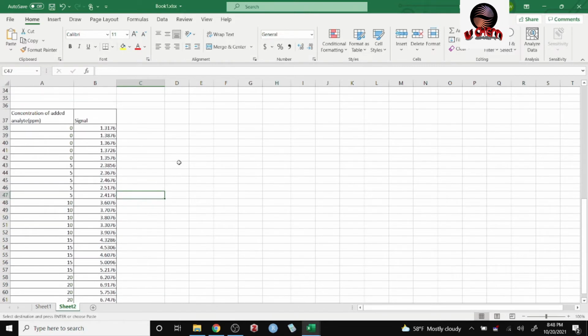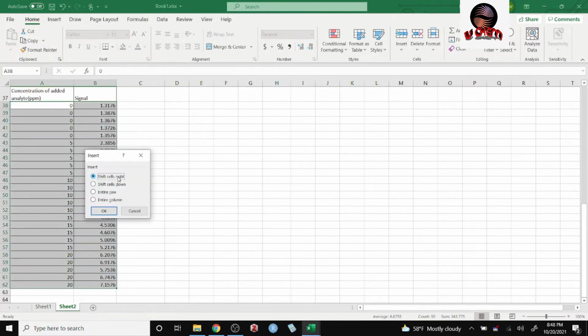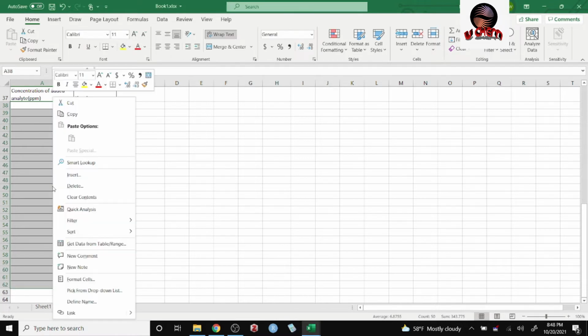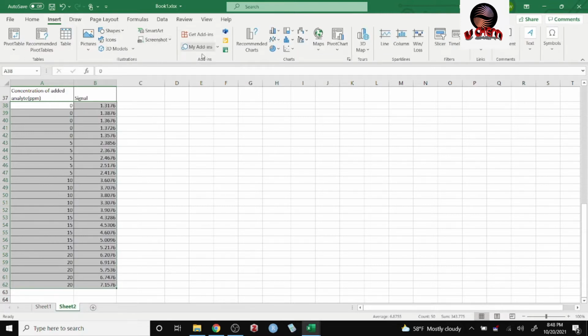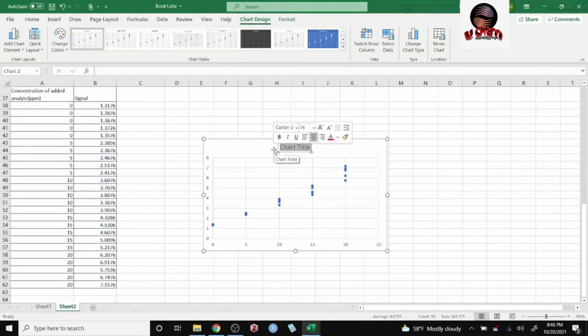So let's see how we are going to draw the standard calibration curve for this one. Here I'm going to insert a chart, a plot. So this is it. I am having the standard addition curve.